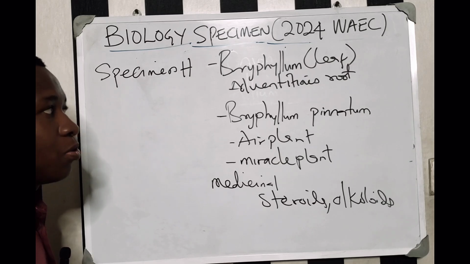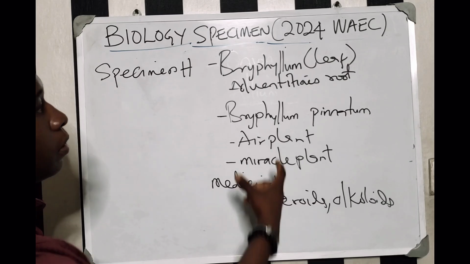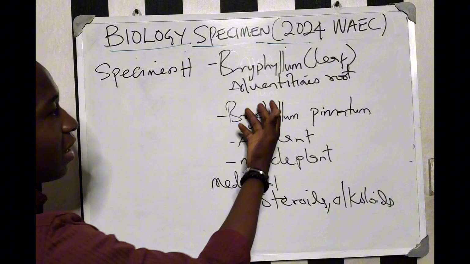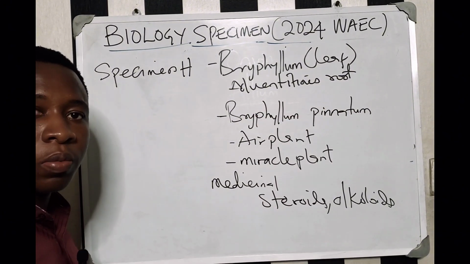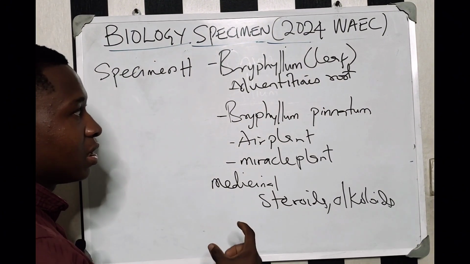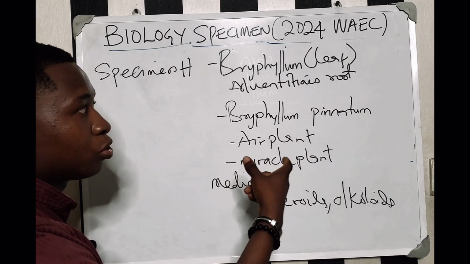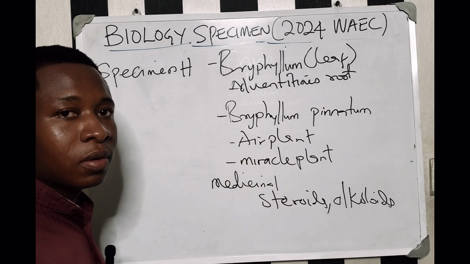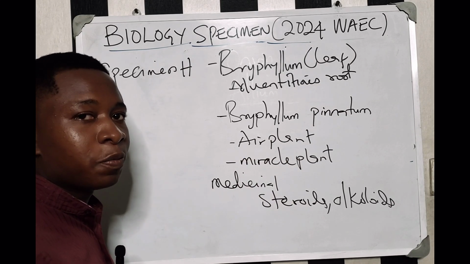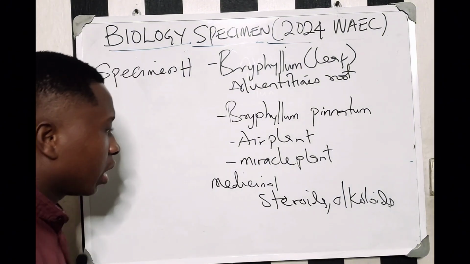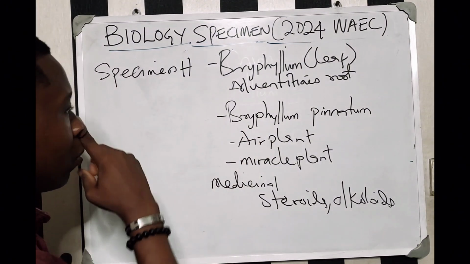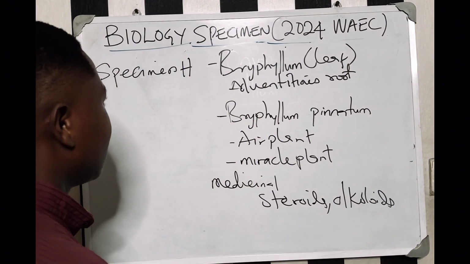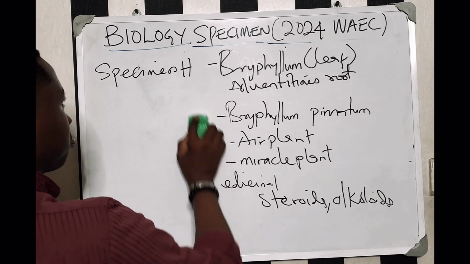Okay, they can ask you what's the propagative structure of the Bryophyllum leaf. You can say the adventitious roots, because that is the propagative structure. Okay, so that is that. Now we're going to move over to another specimen because of time.